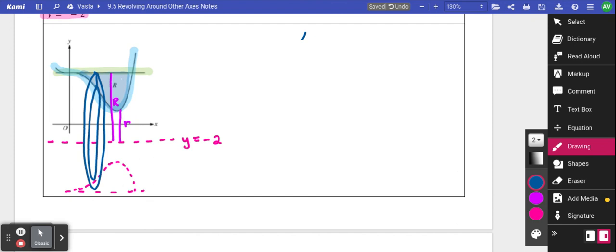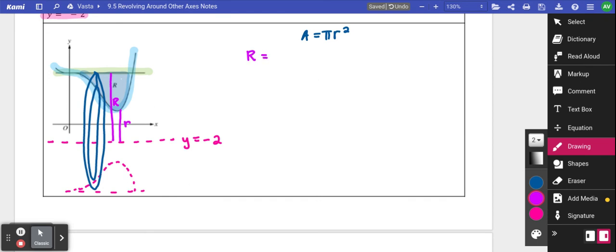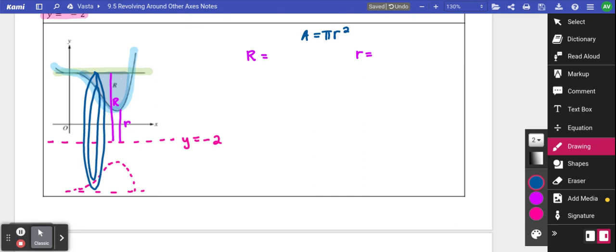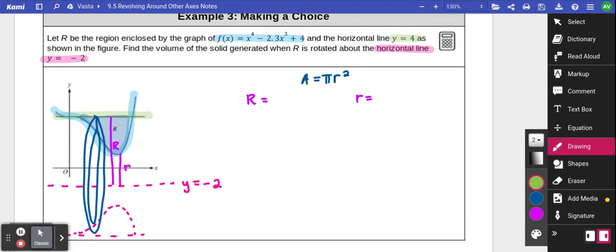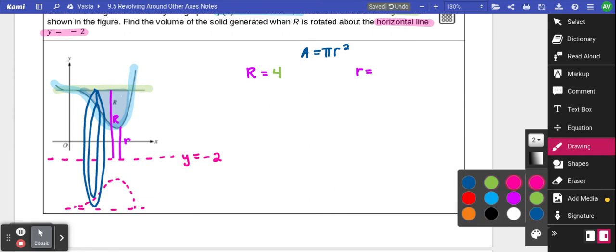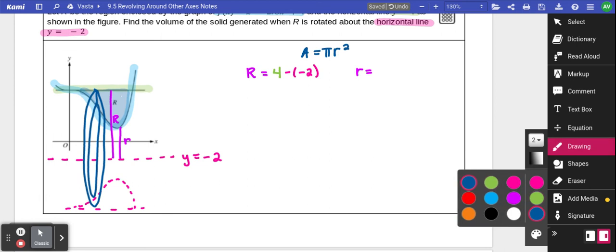Now, I'm still going to use the area formula, area equals pi r squared, because obviously my slices are circles. And big R and little r, I'm going to list separately because I know I'm going to need two separate integrals here. Big R is going to be the top minus the bottom. In this case, the top is the green function, which we were told in the directions is y equals 4, minus the bottom, which in this case is negative 2. So I'm minusing negative 2. That does simplify and just become 6.